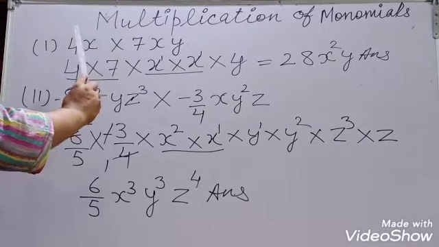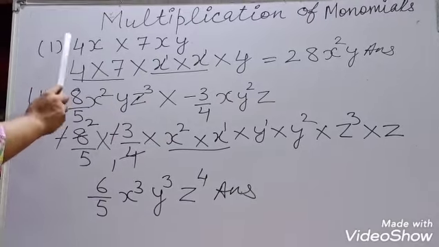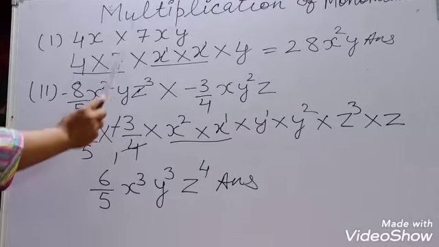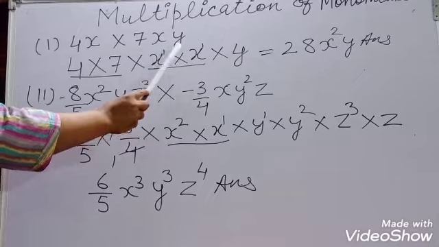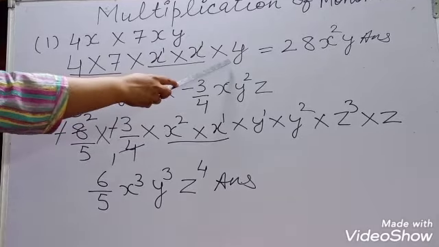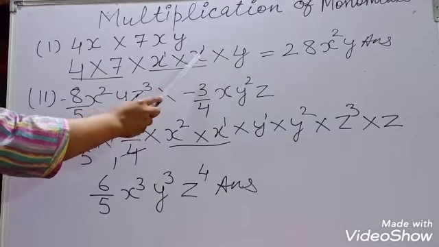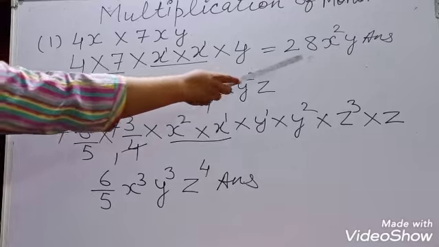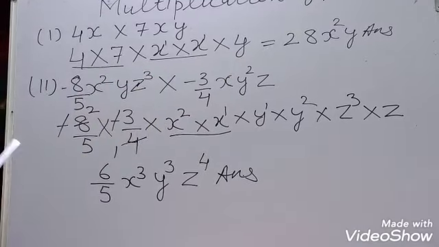Okay. Now let's do multiplication of monomials. 4x into 7xy. Now just multiply the like terms. 4 into 7 into x into x. You can write x raised to power 1 for your convenience into y. Then 4 sevens are 28. x raised to power 1 into x raised to power 1. Using laws of exponent, it will become x raised to power 2 and y. So 28x square y is our answer.